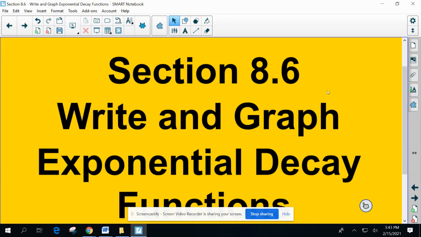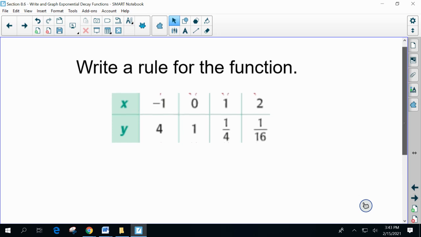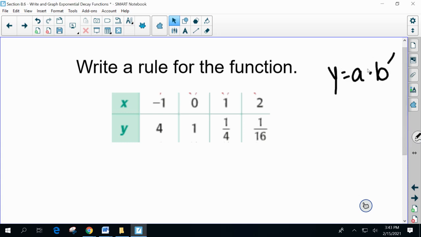All right, this is section 8.6, writing and graphing exponential decay functions. Before we learned how to do exponential growth functions, and today we're going to work with exponential decay functions. Just as a refresher, remember that those functions had an a and a b. They were y equals a times b to the x power.